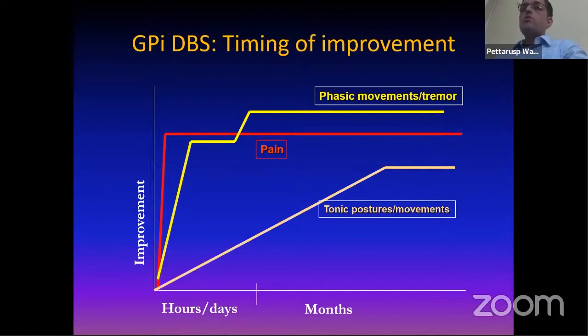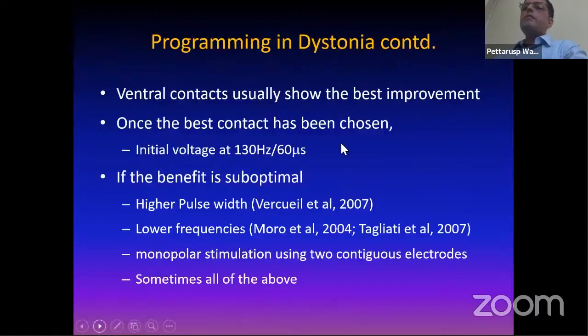And interestingly, in dystonia, you can continue to improve for years and years. That's really rewarding, because over a period of time, the patient can have almost a 90 to 100% improvement with DBS. Usually, the ventral contacts show a good response.